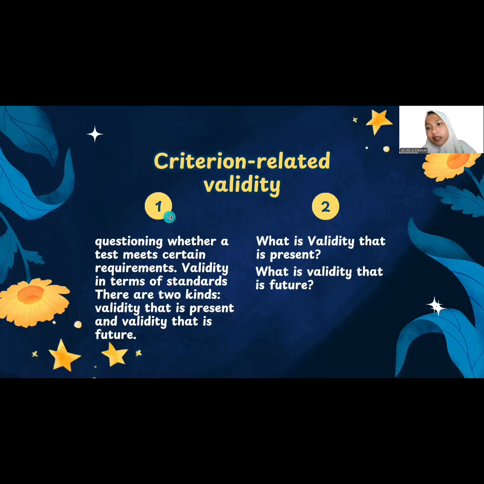This slide is about criterion-related validity. The first question is whether a test meets certain requirements. Validity in terms of standards has two kinds: present validity and future validity.